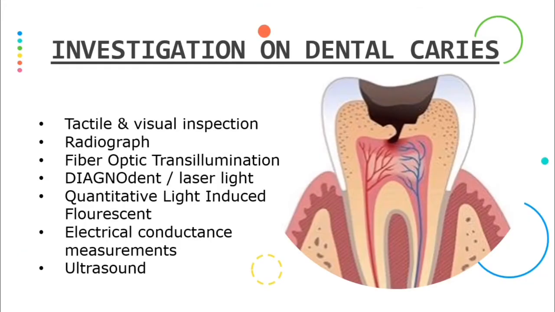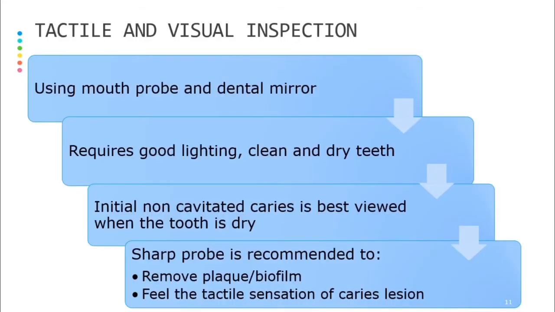Next, we will look at the investigations that are done on dental caries, which are the tactile and visual inspection, radiograph, fiber optic transillumination, DIAGNOdent, quantitative light-induced fluorescence, electrical conductance measurement, and also ultrasound. For the tactile and visual inspection, we need a mouth probe and also a dental mirror, which requires good lighting and clean, dry teeth.